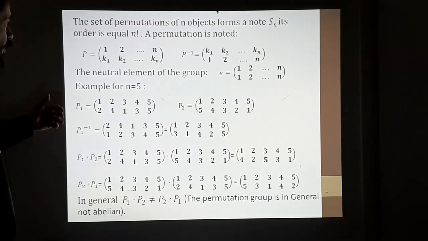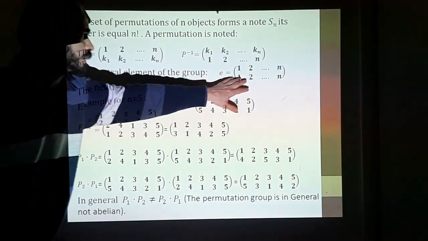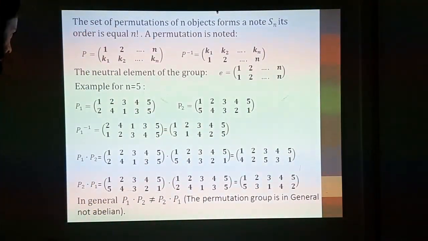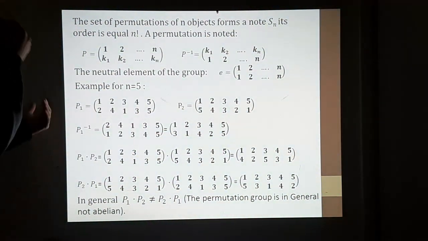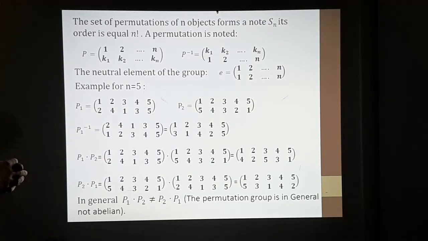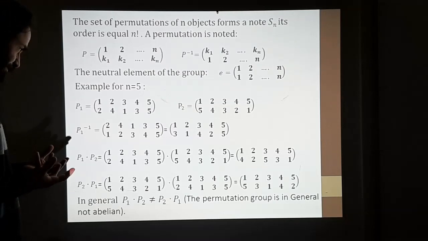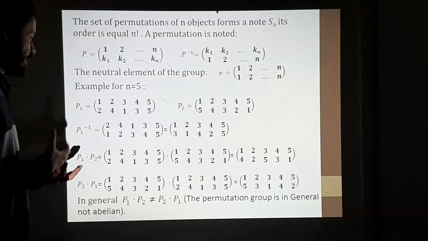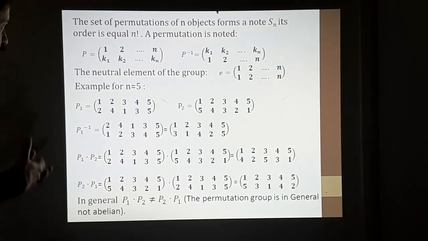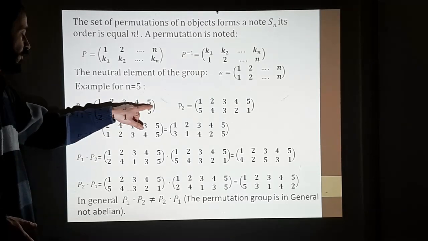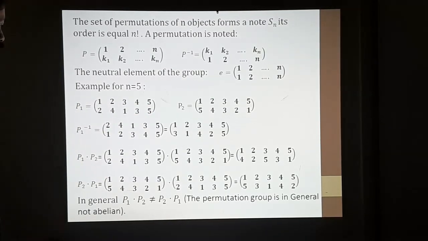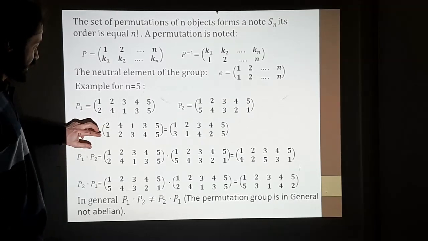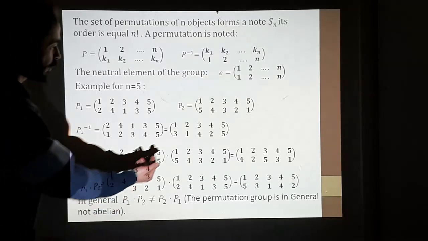Now, the neutral element of this group is, of course, when you do no permutation. So 1, 2 till n, 1, 2 till n. Now, if you want the inverse of a permutation, it consists of bringing the permutation back to the initial configuration 1, 2, 3, 4, 5. There is an easy way to compute that: when you want p1 minus 1, for example, you invert the lines and then you order the columns.